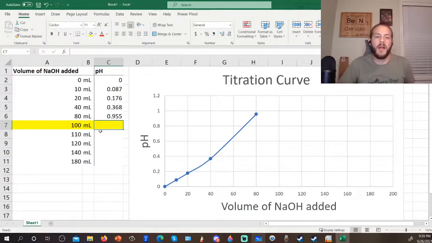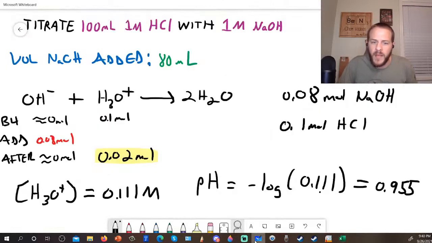All right, now we're going to calculate the pH upon adding 100 milliliters of our 1 molar sodium hydroxide to our 100 milliliters of 1 molar hydrochloric acid. Earlier, we established that 100 milliliters is the volume required to reach the equivalence point. So we're going to calculate the pH of this solution at the equivalence point. Let's go back to the whiteboard. We're going to have to dig back into our memory banks and understand the theory of acid-base chemistry in order to understand this.